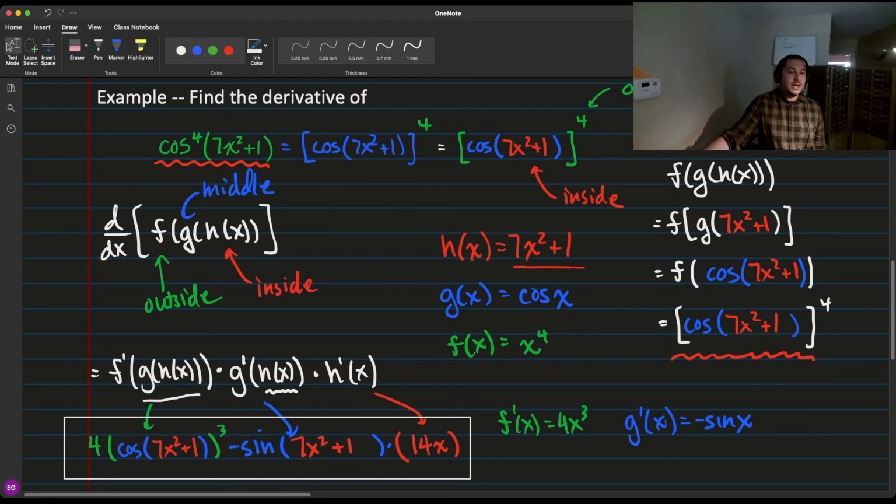But are there questions on how I got the different parts? How I found f, g, or h? Or how I used the formula to plug everything in?